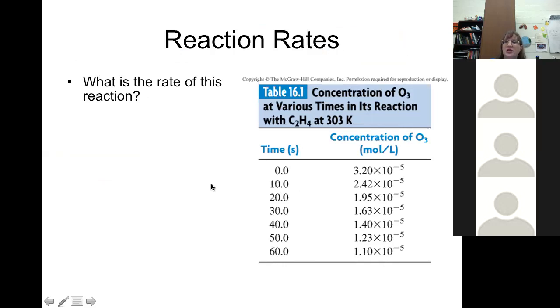If we want to know the rate of the reaction, we might ask, what's the rate of the reaction overall for the whole time that we're looking at? In which case, we would take the change in the concentration. So we'll take our final 1.10 times 10 to the negative fifth minus 3.20 times 10 to the negative fifth, and we would divide that by 60 seconds because that's the total amount of time that has passed. And that would give us this amount here. So we have a concentration change in units of concentration, in this case molarity, and in this chapter we'll mostly use molarity per second.